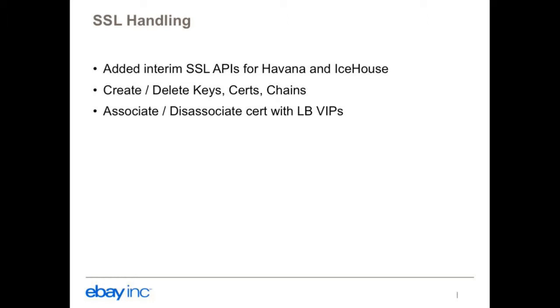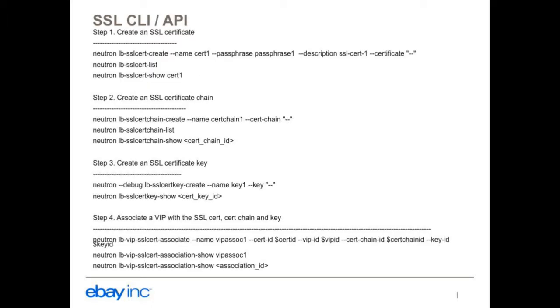These APIs provide the capability to create, delete, search, associate, and disassociate certificates with LB VIPs. I will briefly go over what the APIs are. We also implemented Neutron CLI for those APIs, and it is all being pushed upstream. I will briefly go over the sequence we need to follow to perform the operations.